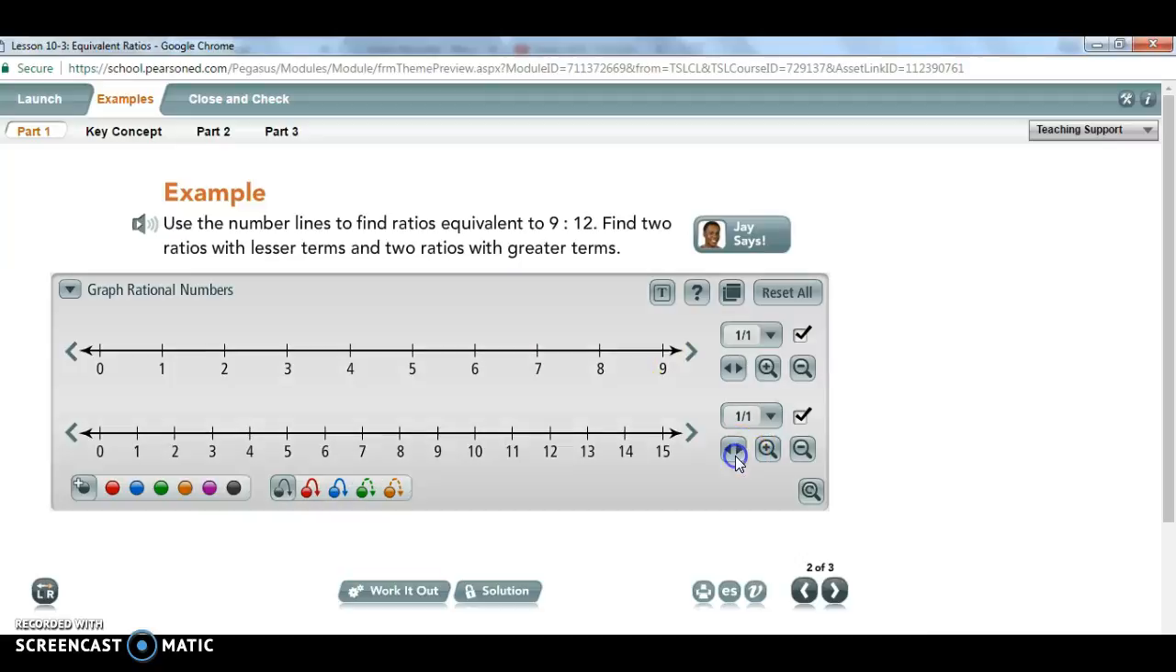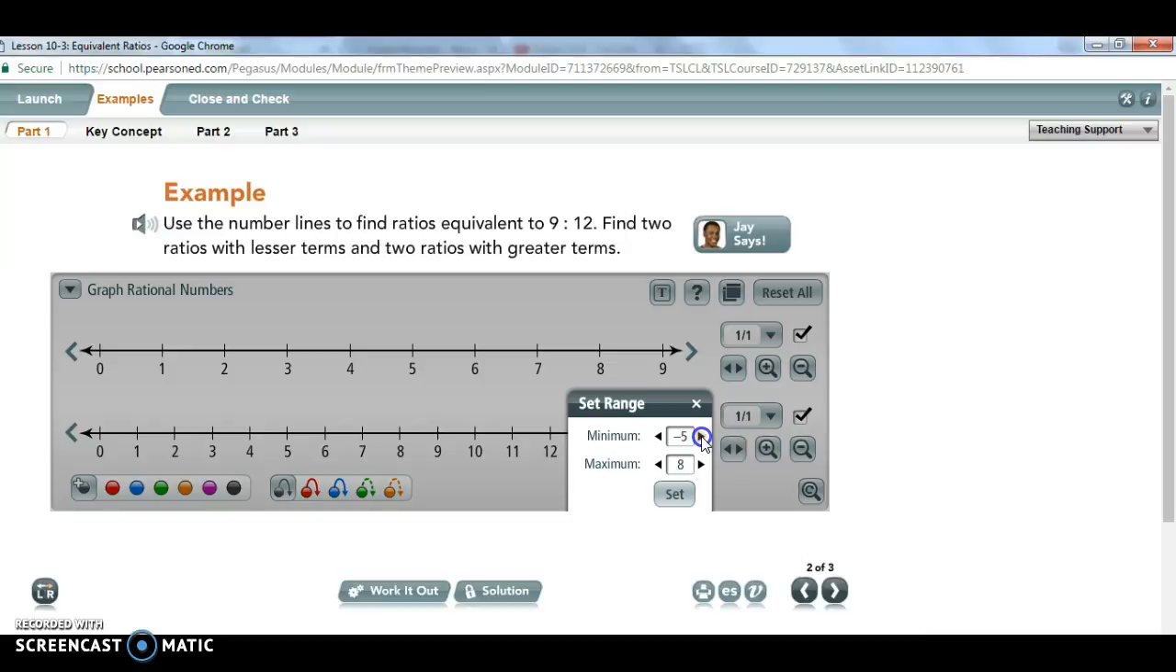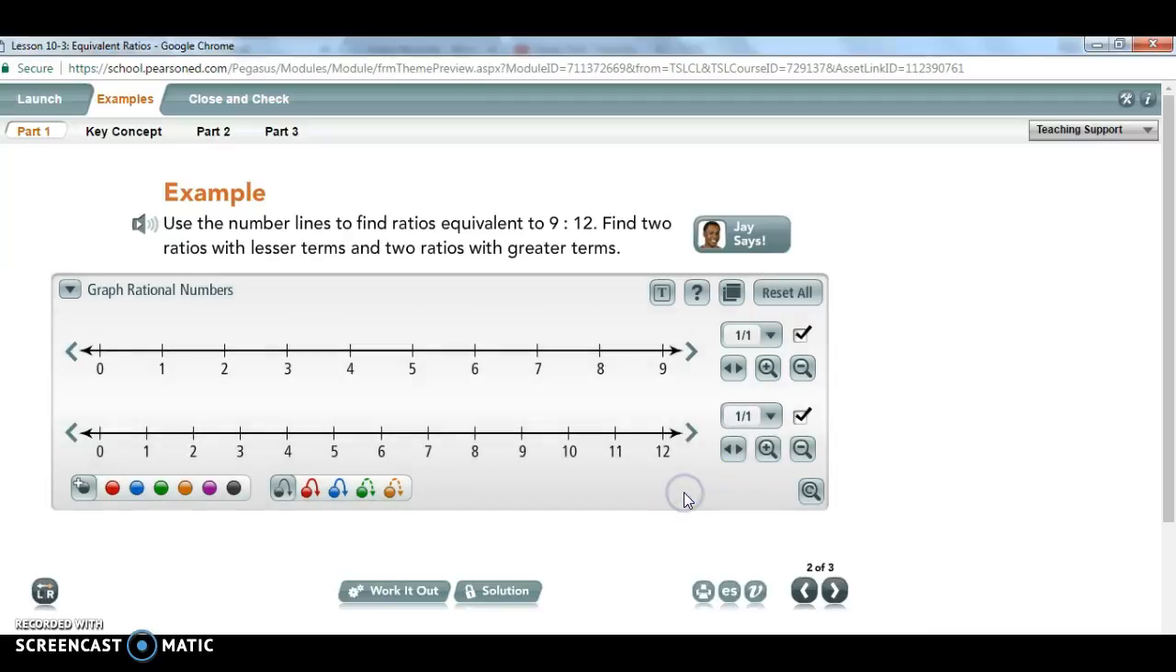I'm going to do the same thing for this one. Set it starting at 0, because remember I mentioned that our number lines have to both start at 0, and I'm actually going to set this one to 12 because it's telling us that 9 to 12 is our ratio. So since 9 to 12 is our ratio, those 2 tick marks match up.